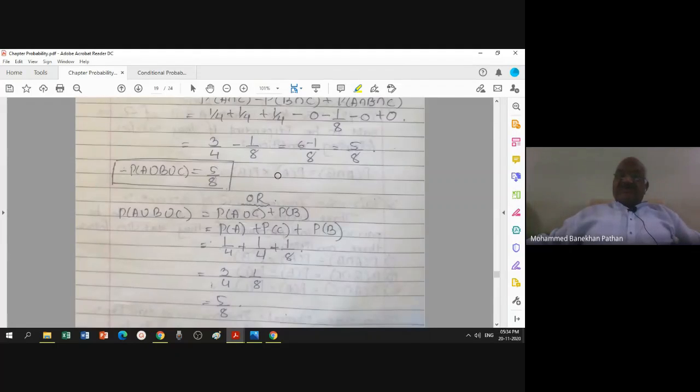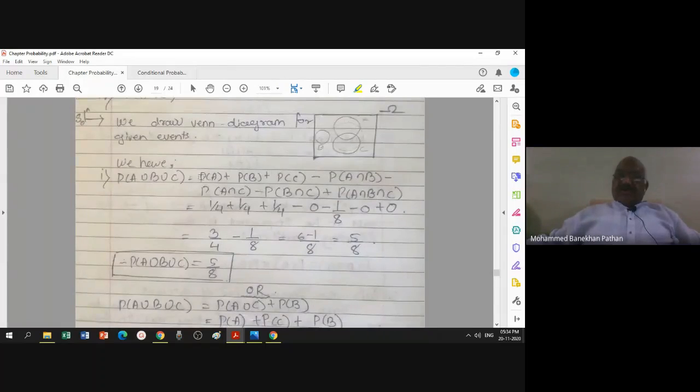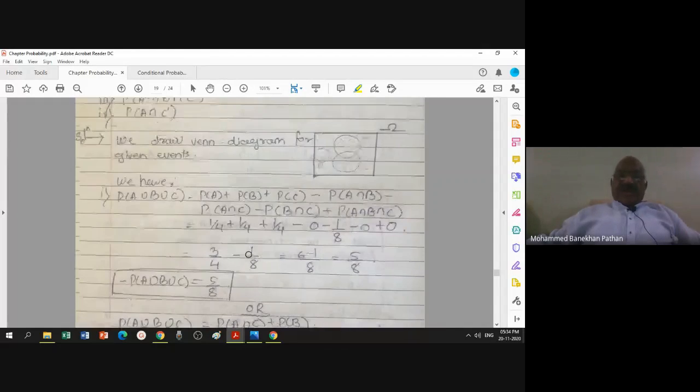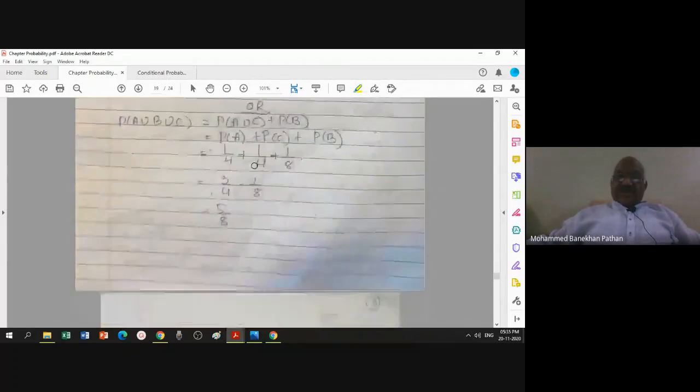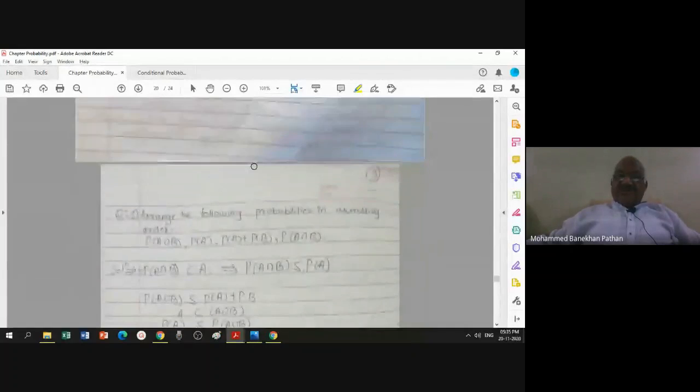So this example teaches you, you can go by theorem, and if you do not remember the theorem, you take the help of Venn diagram to solve the numerical problem. My next bit is probability of A union C, that is directly by addition theorem. Very easy. Write the theorem and simplify it.